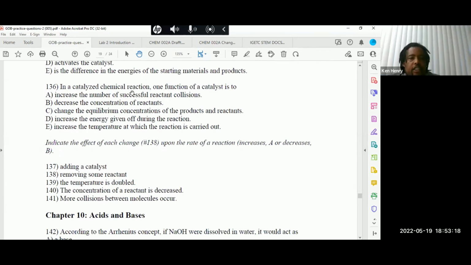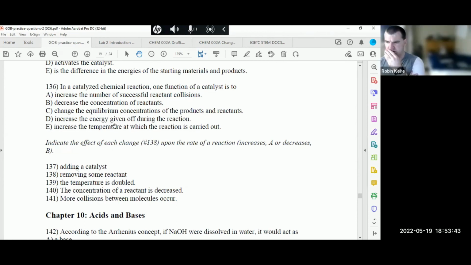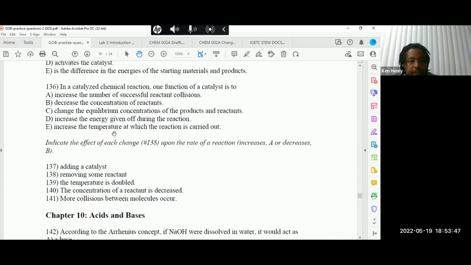In a catalyzed chemical reaction, one function of the catalyst is to A, increase the number of successful reaction collisions, B, decrease the concentration of the reactants, C, change the equilibrium concentrations of the products and the reactants, D, increase the energy given off during the reaction, E, increase the temperature at which the reaction is carried out.